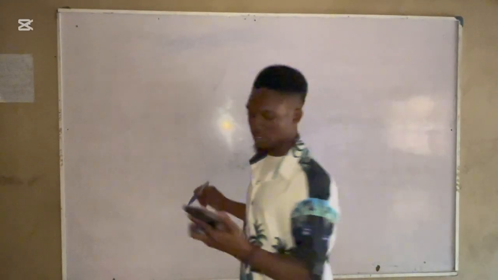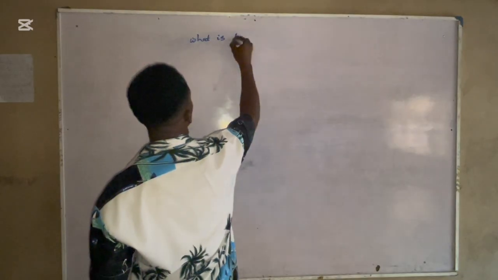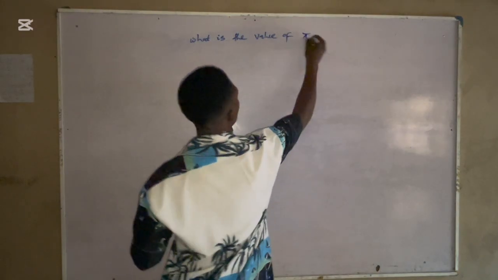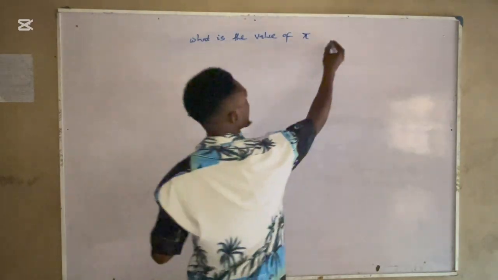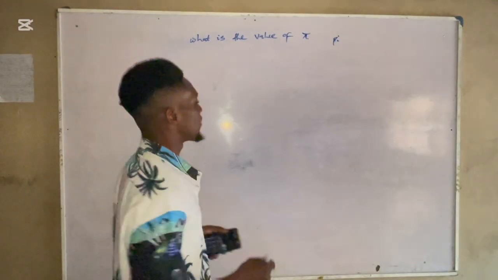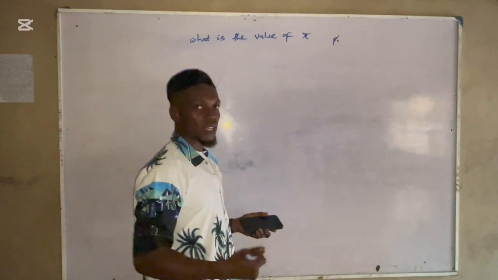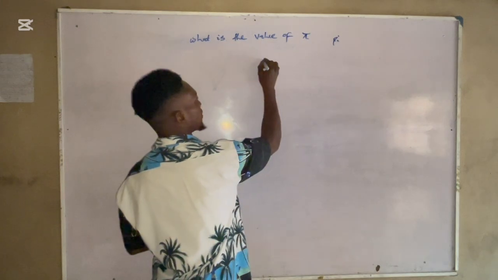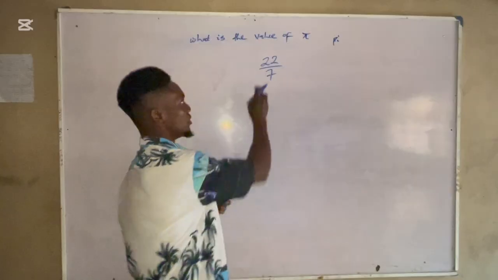And the next question says, what is the value of pi? This is called pi. It's a sign in maths that we call pi. Now they are asking us what is the approximate value. You have in mind, because I think you might be allowed to use a calculator from the system. So this pi means 22/7. Anywhere you see pi, what you should be seeing is 22/7.